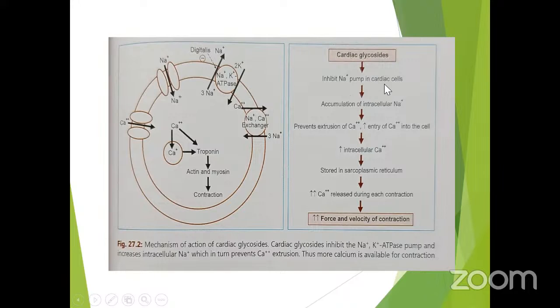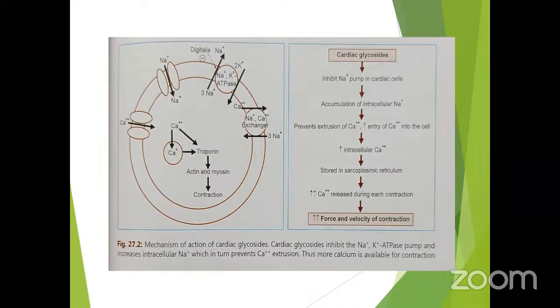They inhibit the sodium pump in the cardiac cells. Accumulation of sodium prevents extrusion of calcium by this mechanism, and so there is increased entry of calcium into the cell, where intracellular calcium increases, stored in the sarcoplasmic reticulum, which will increase the calcium during each contraction, and hence the force and velocity of the contraction is increased. This is not only the advantage but also a disadvantage, which I'll tell you later.